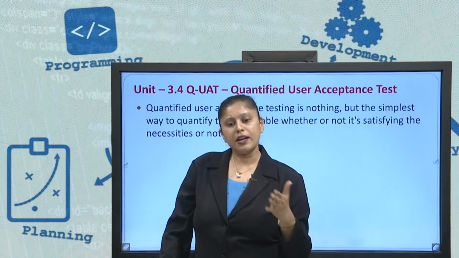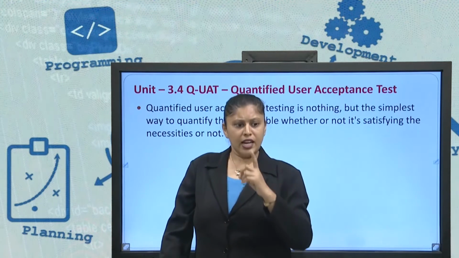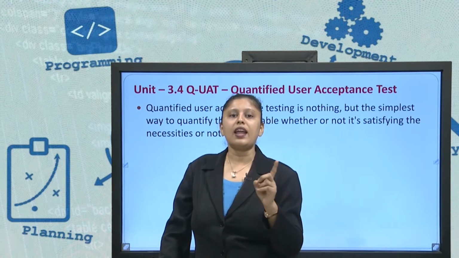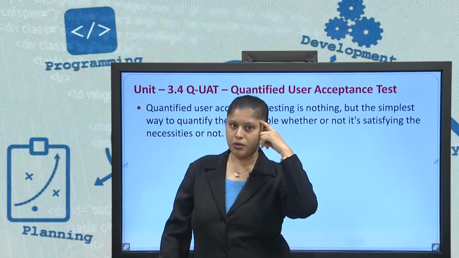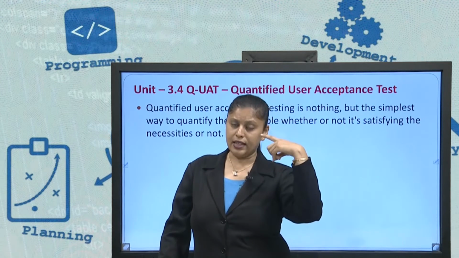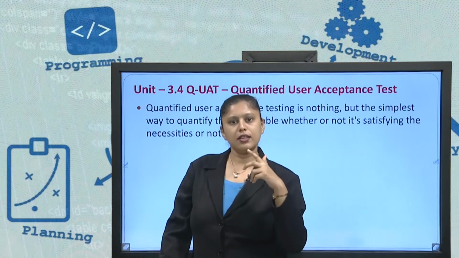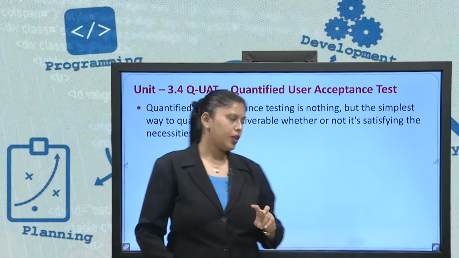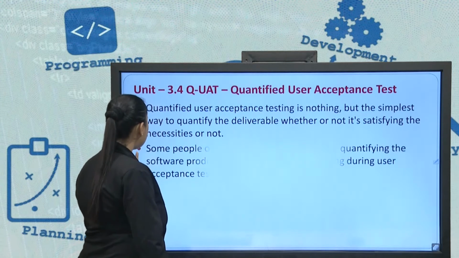Now if my teacher wanted that everybody should get at least 20 marks, and everybody got 20 marks, then I can say QUAT has passed. Whatever the teacher expected, the same output he got from the students, then I have passed the QUAT. So similar is quantified user acceptance testing.